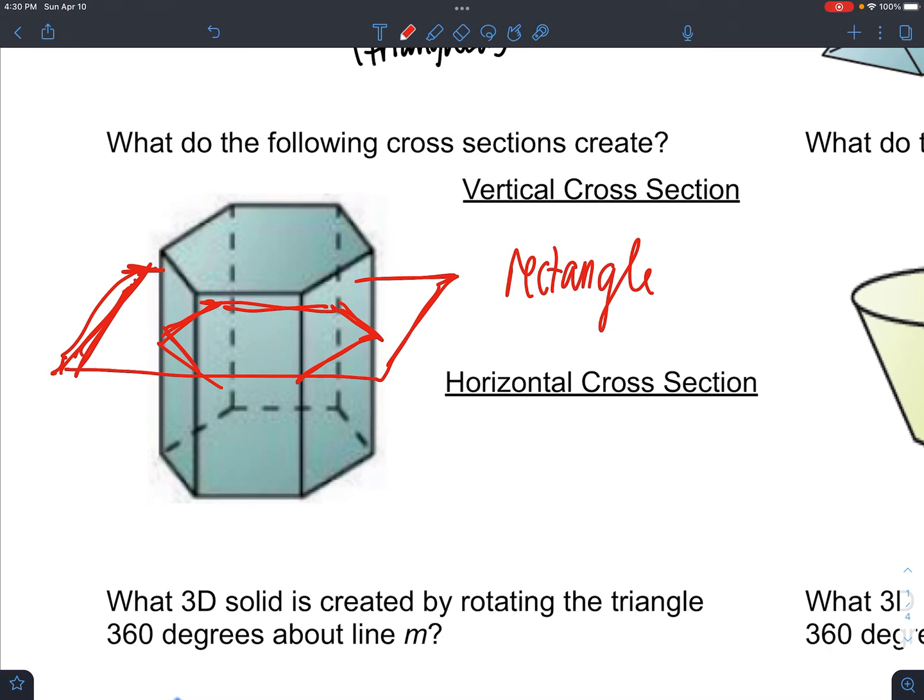Like, imagine if you set it on the side and you chopped it like you were chopping up vegetables. The sides of those solids that you get as cuts, they should all have that hexagon cross section.